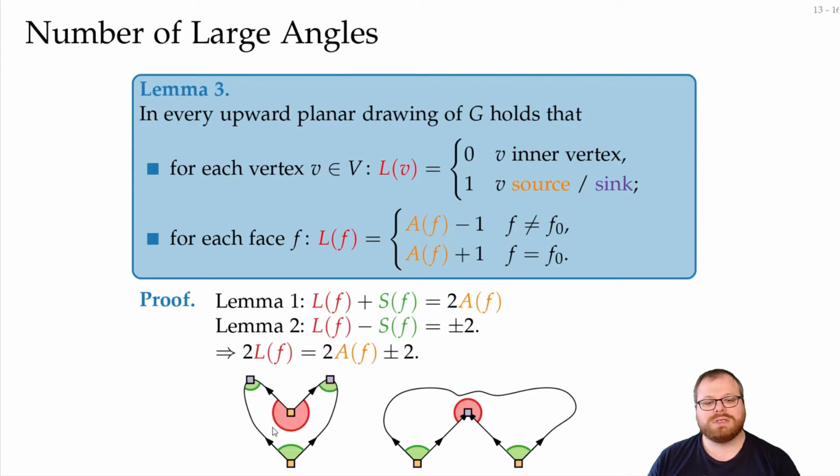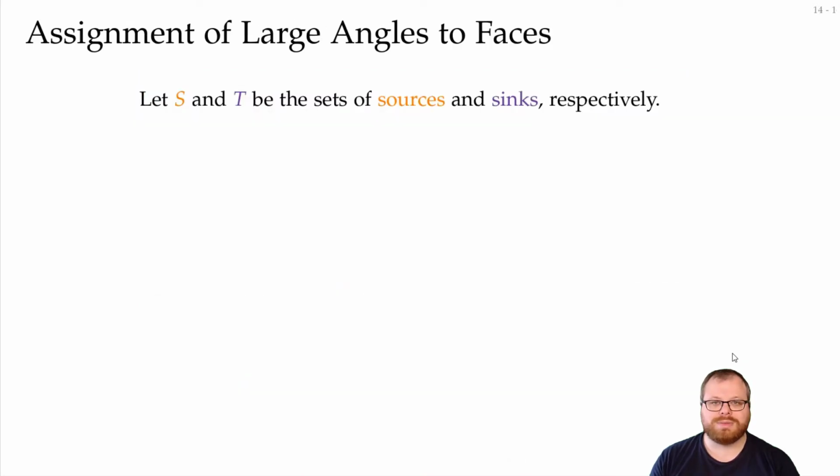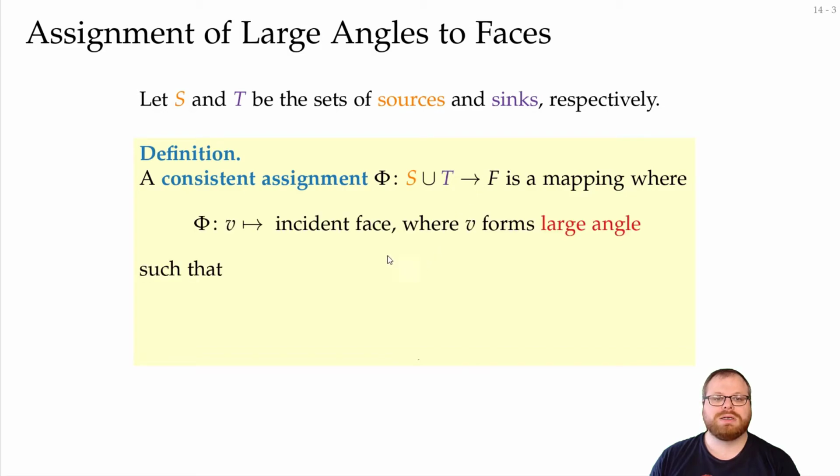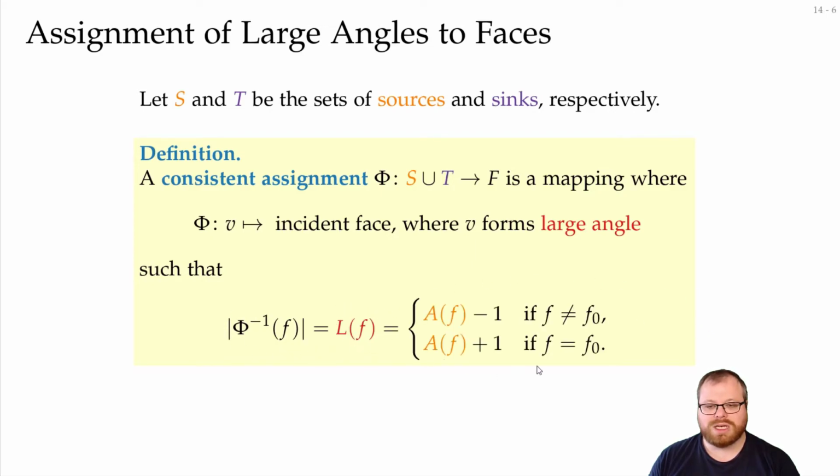But still, we have to assign from the vertices to the faces where the large angle is. And for that, we want to define a consistent assignment. Well, let's say S and T are our global sources and sinks. Then a consistent assignment is a function that maps all the sources and all the sinks to the faces, such that V is mapped to an incident face, where V will then form a large angle, such that to every face we assign exactly L of f, which we can compute from the number of local sources and sinks by lemma 3.